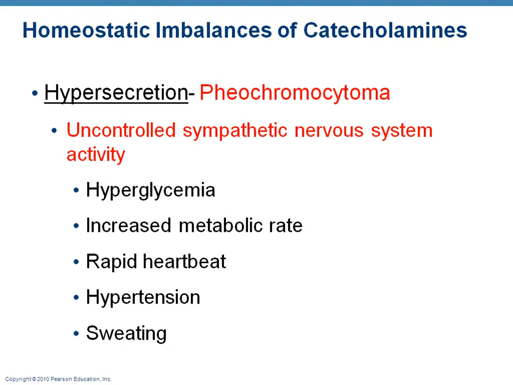This is the very last slide. Hypersecretion of catecholamines. So if you have too much epinephrine or too much norepinephrine, it's pheochromocytoma, crazy word. Pretty much you have uncontrolled sympathetic nervous system function. So your sympathetic nervous system is telling you constantly to release epinephrine and norepinephrine, but you're not under great stress. It's just constantly being secreted anyway.